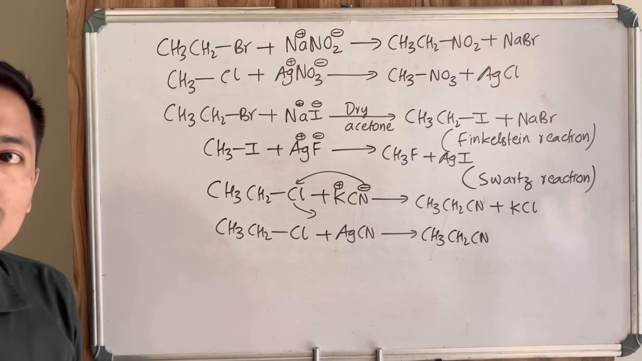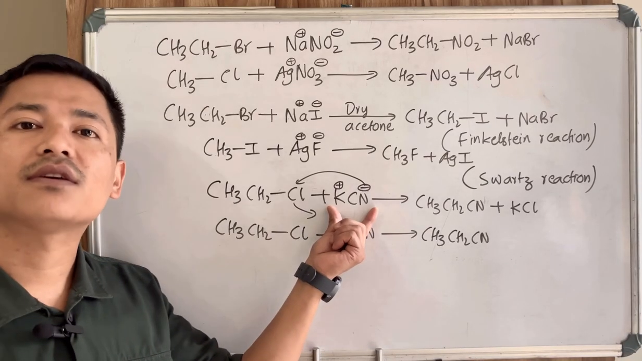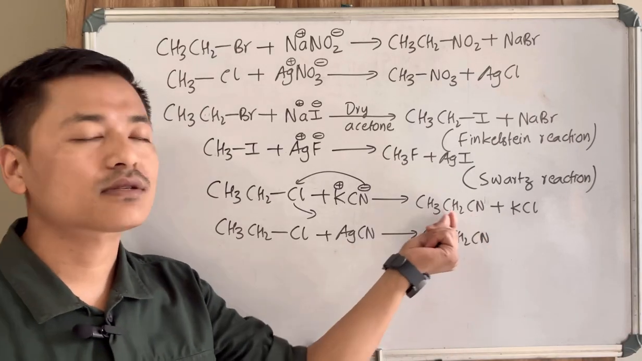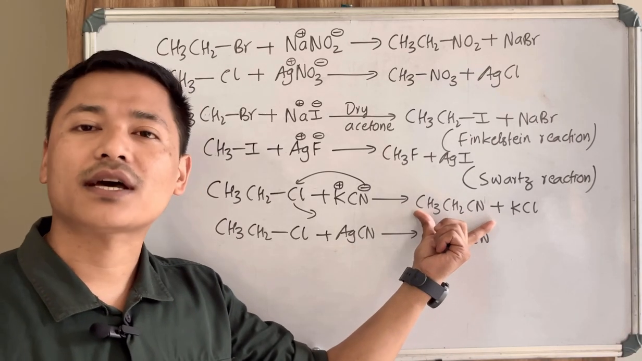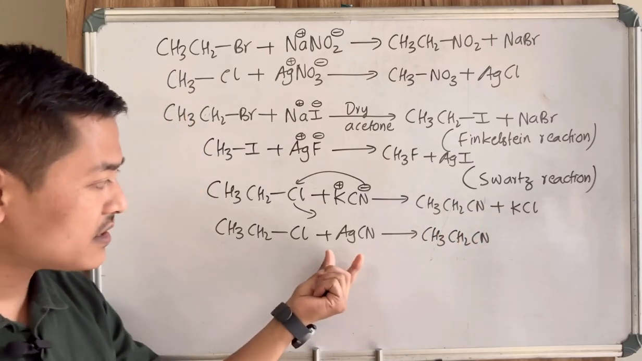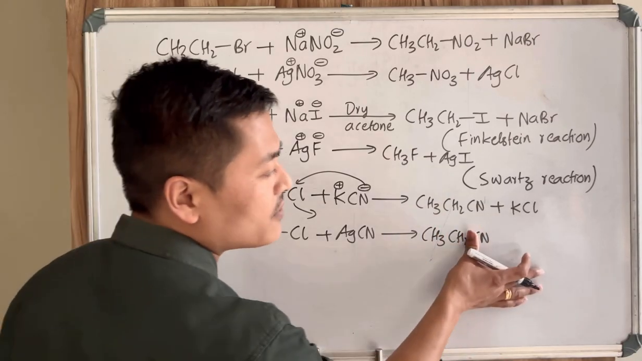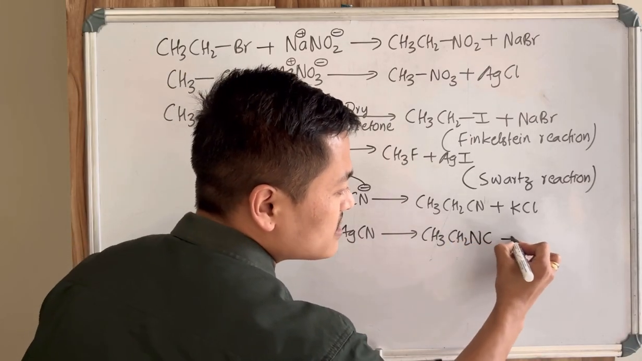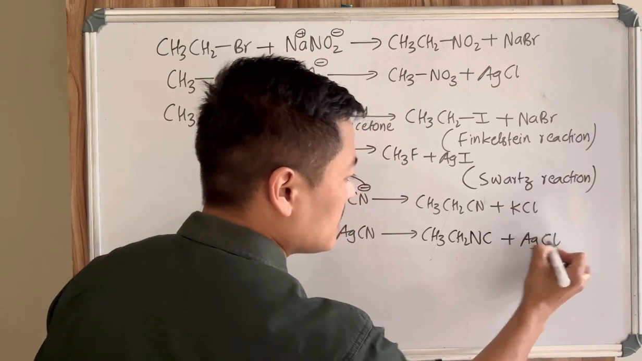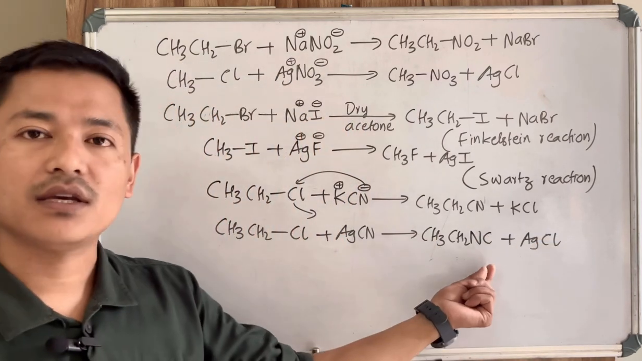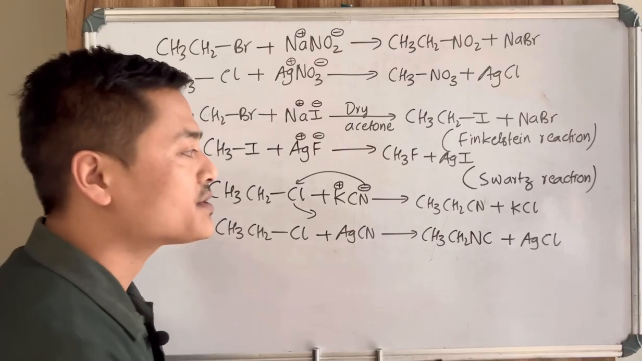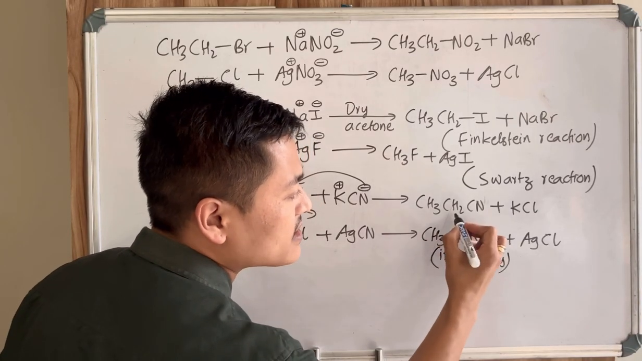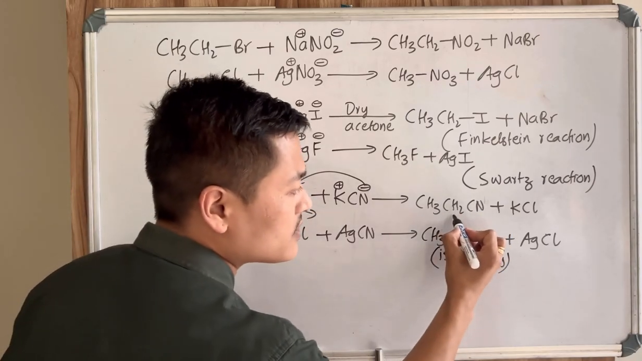But instead of KCN, if you are using silver cyanide AgCN, the product formed will not be this CN. They are usually known as cyanides. But if you are using AgCN, the product formed will not be a cyanide. Now here, the nitrogen will be attacking first. That is why it will be NC along with the formation of AgCl. If this is NC, they are referred to as isocyanides. If there is CN, then this will be your cyanide.